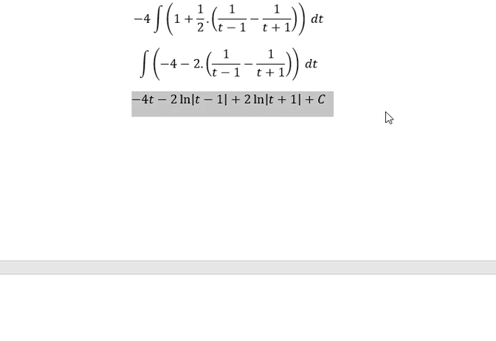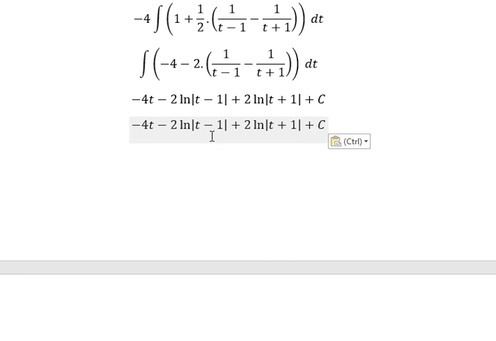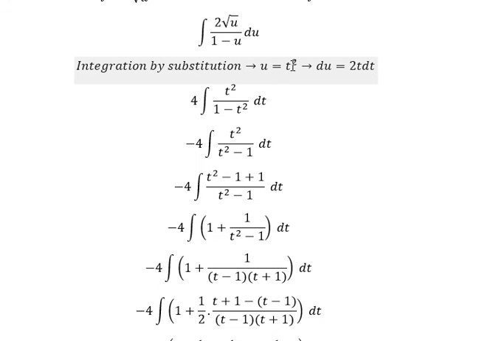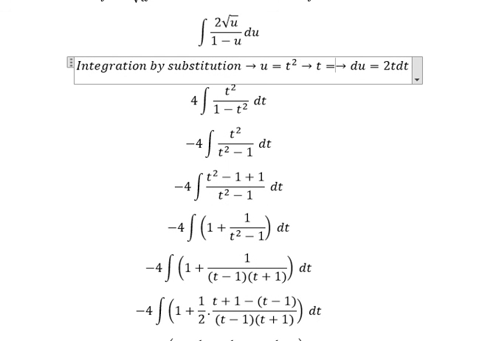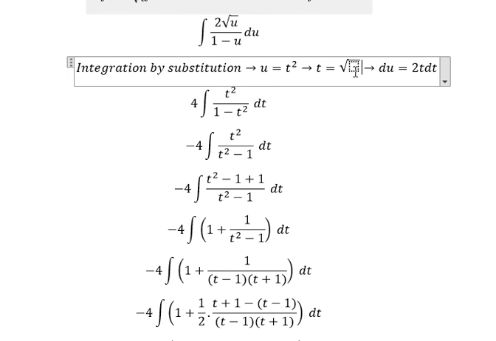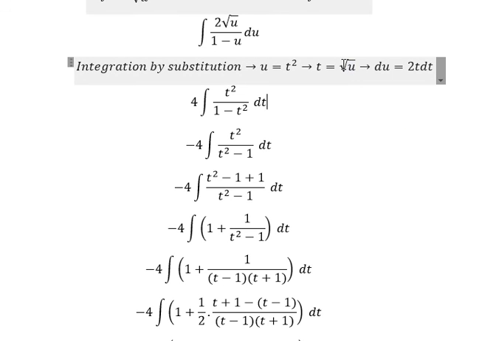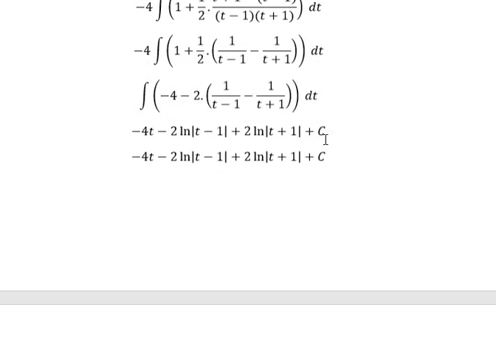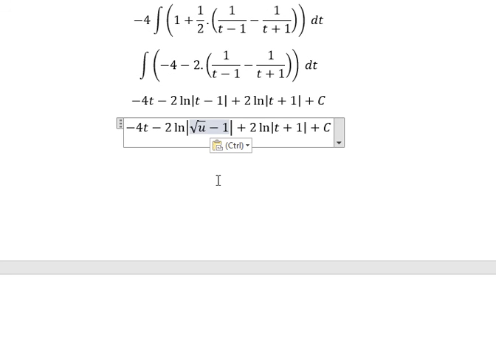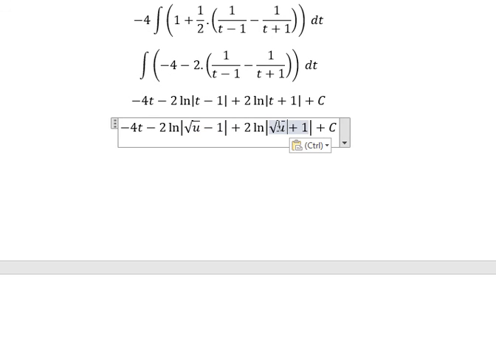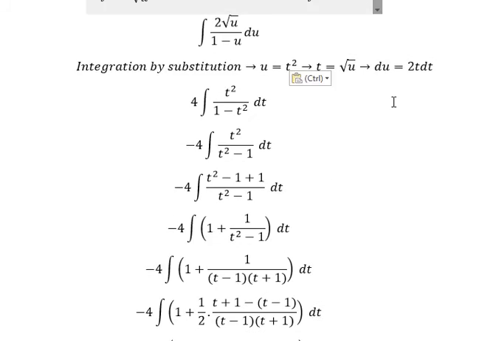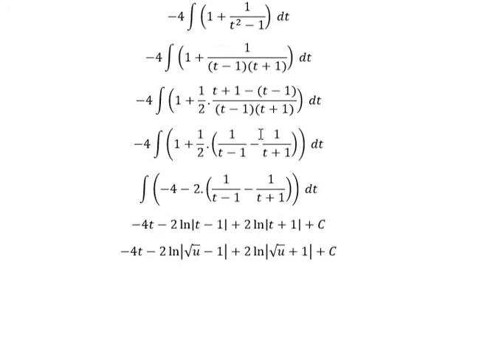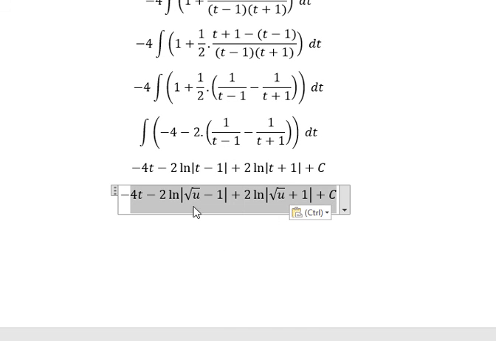And now we need to change t back to this one. That's t equals the square root of u. So we put this one in here and here. Next, we need to combine the result in here with this one. Oh, I need to change in here too.